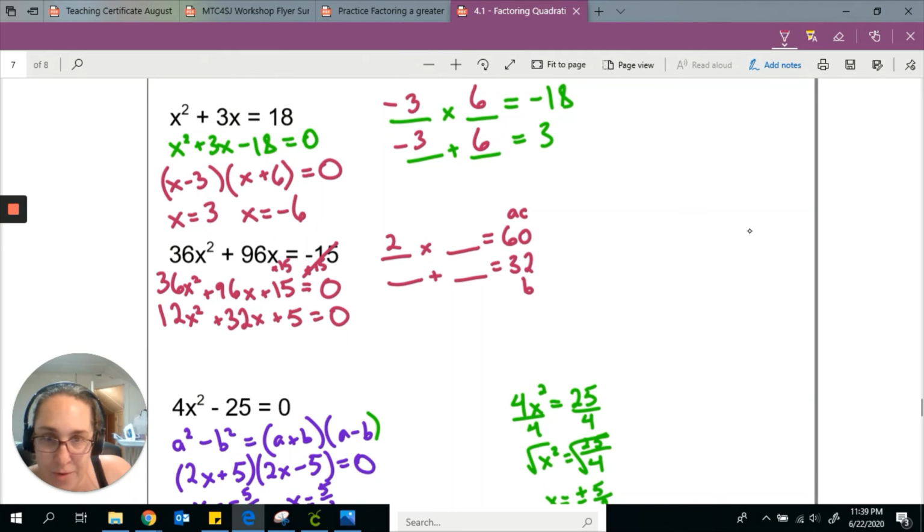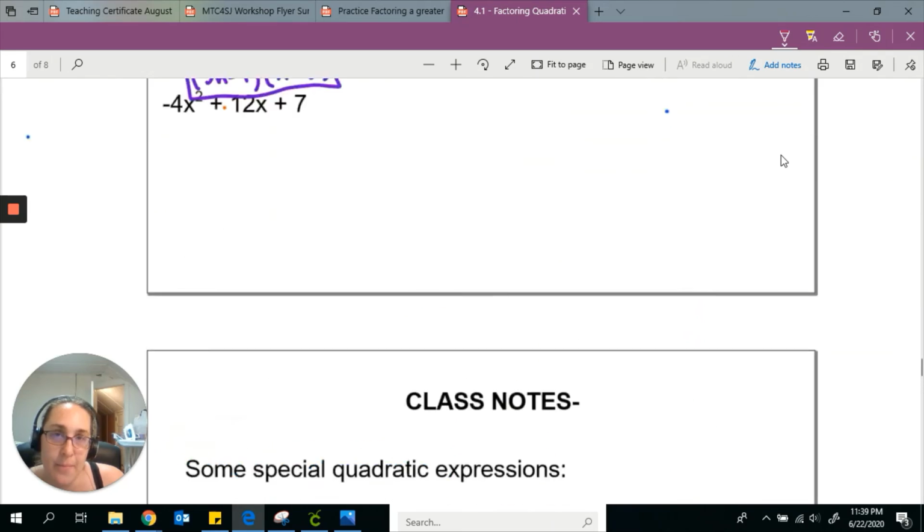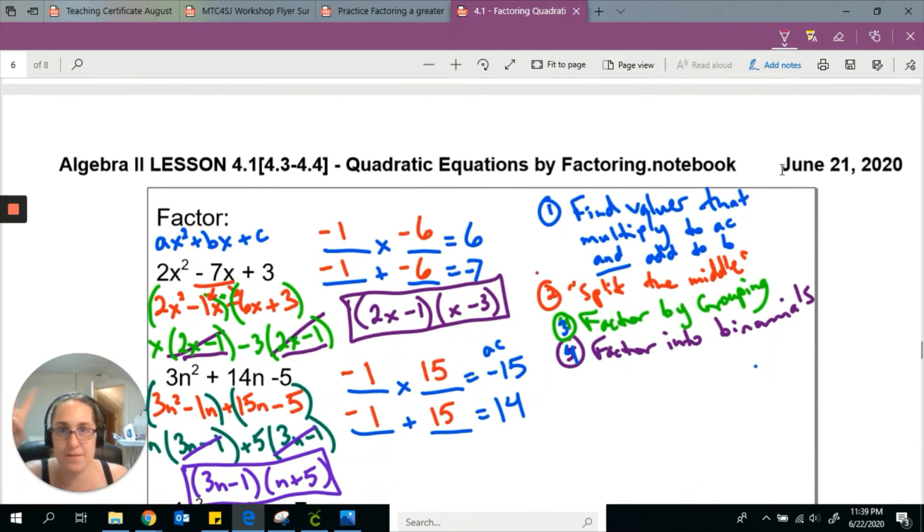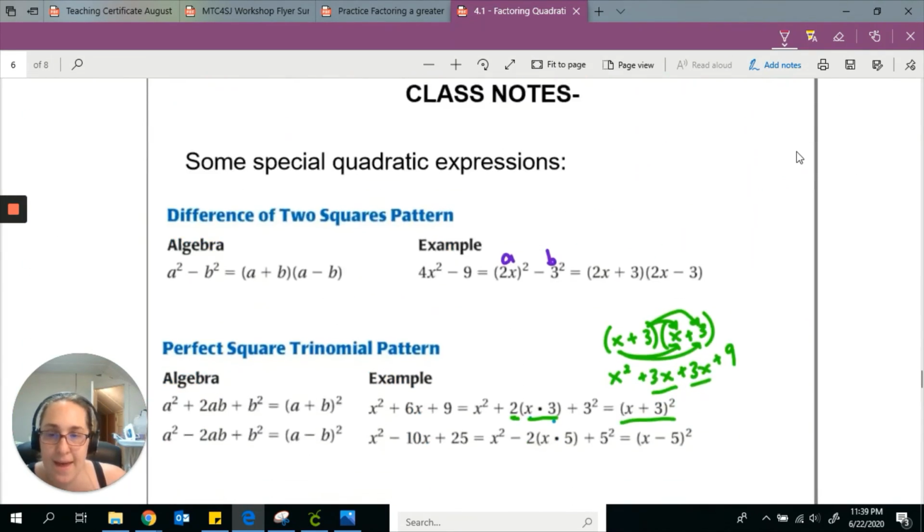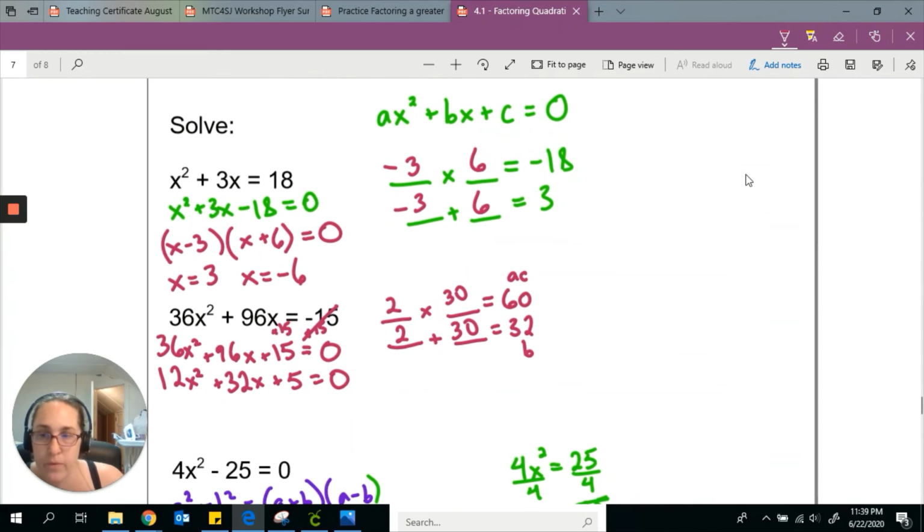This one is 2 and 30. 2 times 30 is 60. 2 plus 30 is 32. Our next step, we are going to split the middle. So we're going to take that B term and split it into 2. So we get 12x squared plus 2x plus 30x plus 5. And that's still all equal to 0.